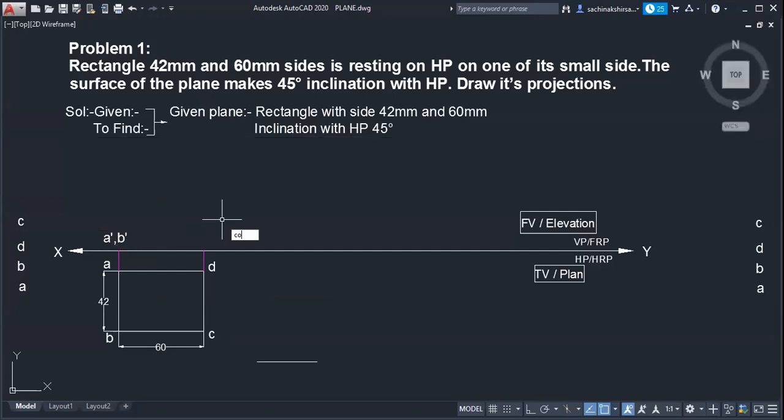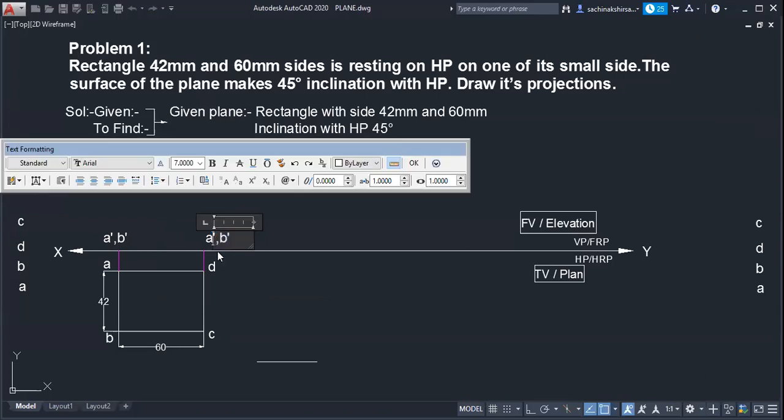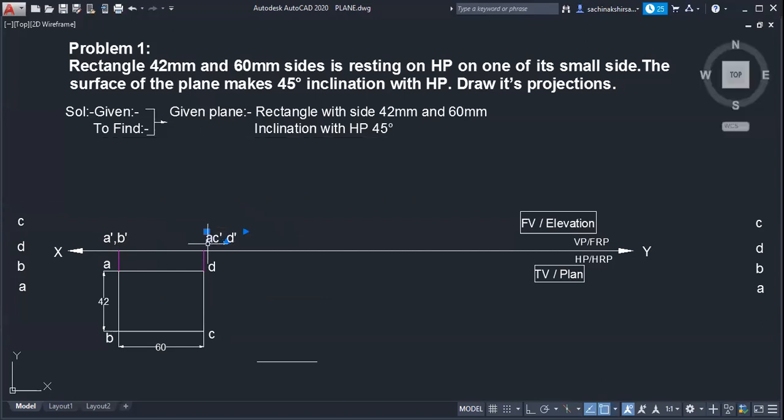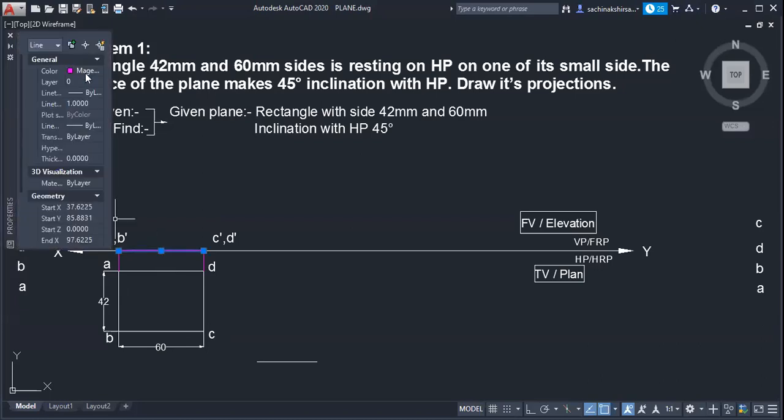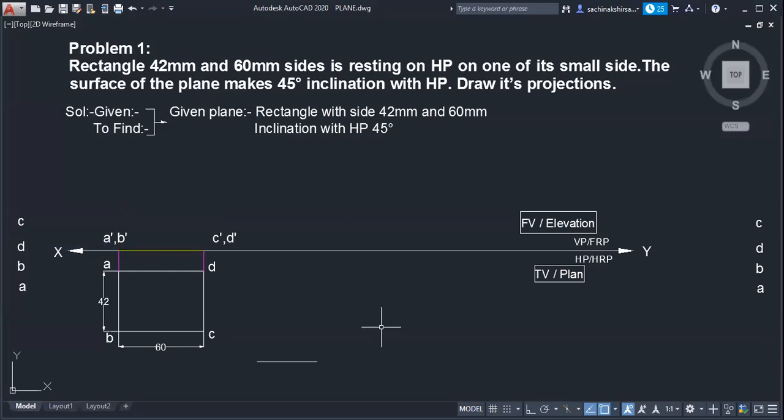A dash B dash. Similarly, on the other hand side, which point will come? C dash D dash. So here there will be point C dash, and here there will be point D dash. Okay. C dash D dash, and that line view or edge view we have to show here. So here there will be edge view or line view. And it should be dark. Here I cannot show dark. That's why I will use some color. Are you observing that color? A dash, B dash, C dash, D dash.